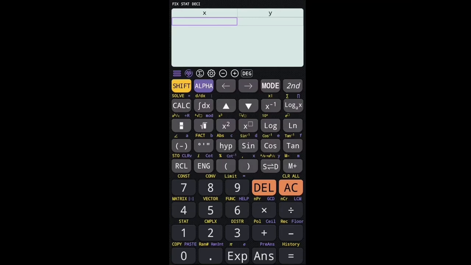You have x and y, so you're supposed to put the values for the x and then the values for the y. So on the calculator that you can see, let me put the values. We have 14, you press equals, 24, you press equals, 26, 18, 20, 28, 22, 17, 12 and 19.